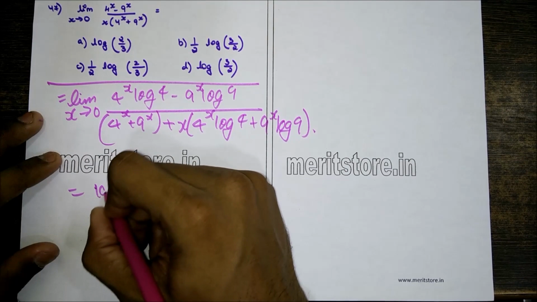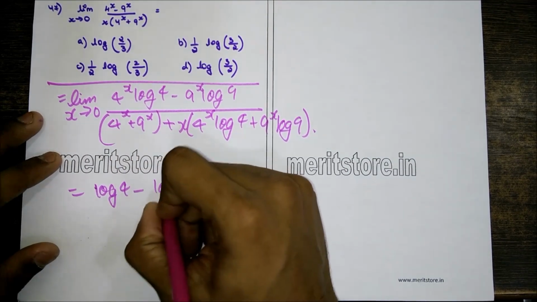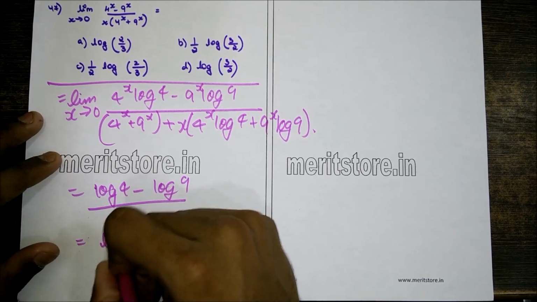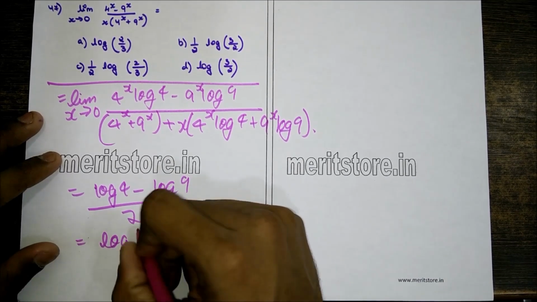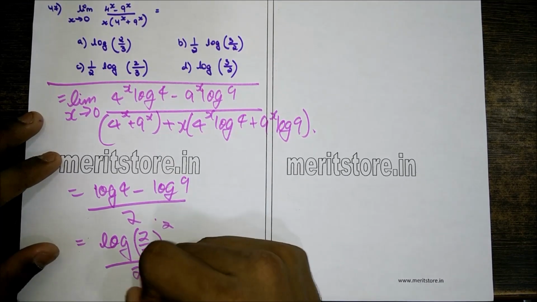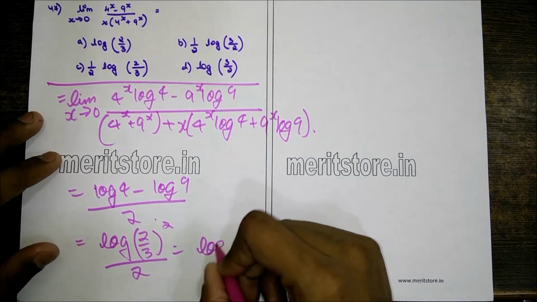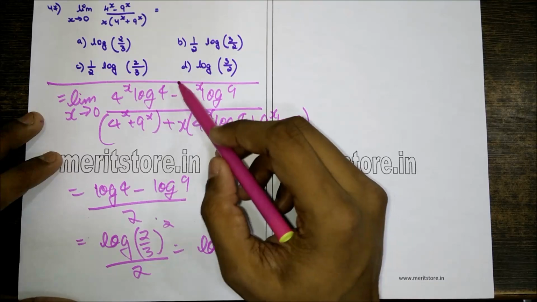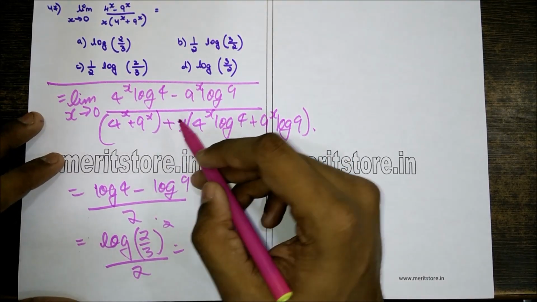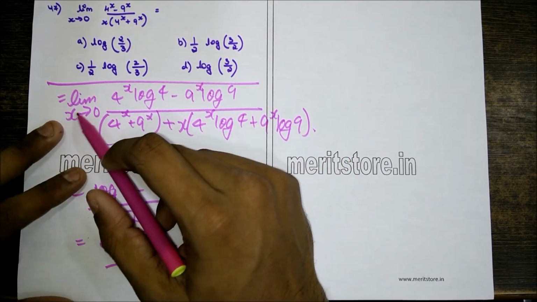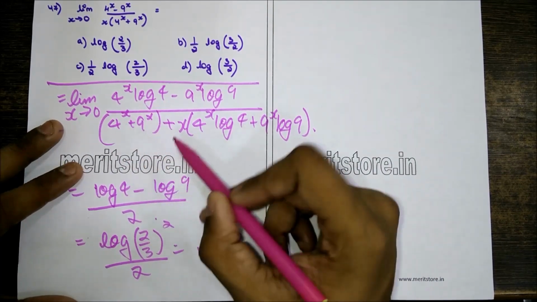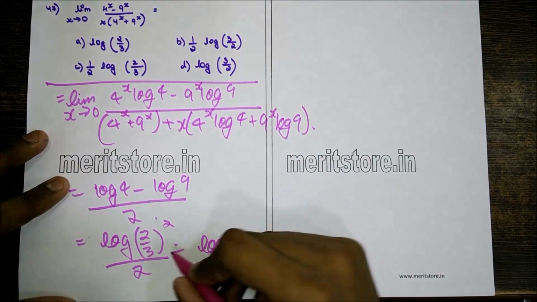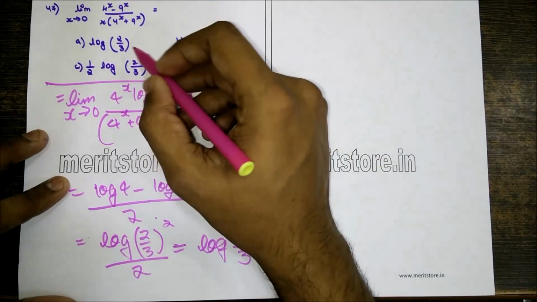Therefore, simplifying it, we get (log 4 minus log 9) upon 2. That is log of (2 by 3) the whole square by 2. That is log of 2 by 3. It is easier to solve it this way, as most of the terms get eliminated by applying the limit of x tends to 0, giving us this part. Now this is option A.